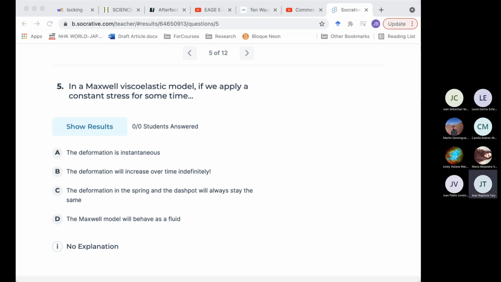Yes, all right. So this is the first step. A is okay because of the instantaneous response of the spring, definitely. So what else can you tell me between B, C, and D?